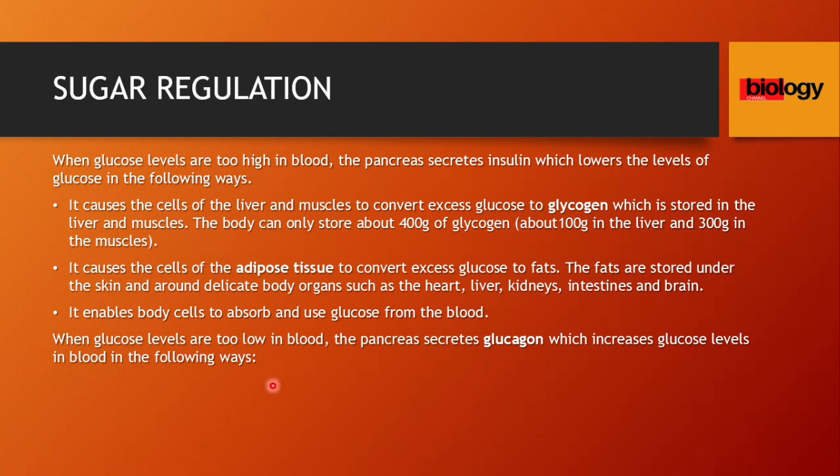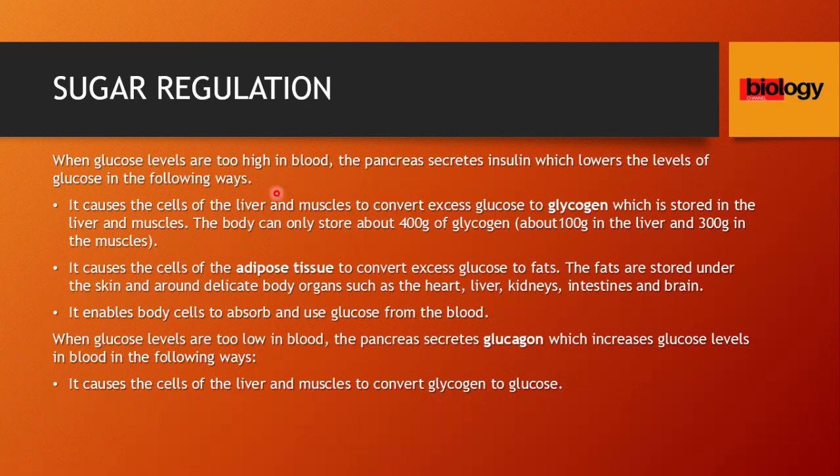All right, now what happens when glucose levels are too low? What happens when glucose levels are too low in the blood? The pancreas secretes another hormone through an alpha cell, and this hormone is known as glucagon, which will increase glucose. How does it do that? Number one, it will cause the cells of the liver and muscles to convert glycogen to glucose.